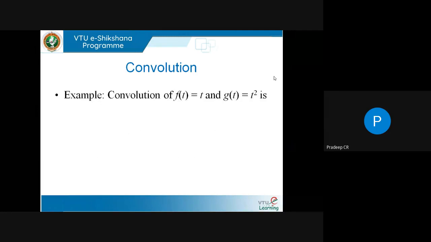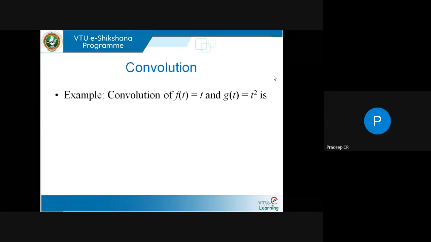f of t is t and g of t is t square. Let's see what happens if I convolve these two. Convolve means, as I'll repeat, just combining two functions with a different rule, a particular kind of rule which I just explained to you.